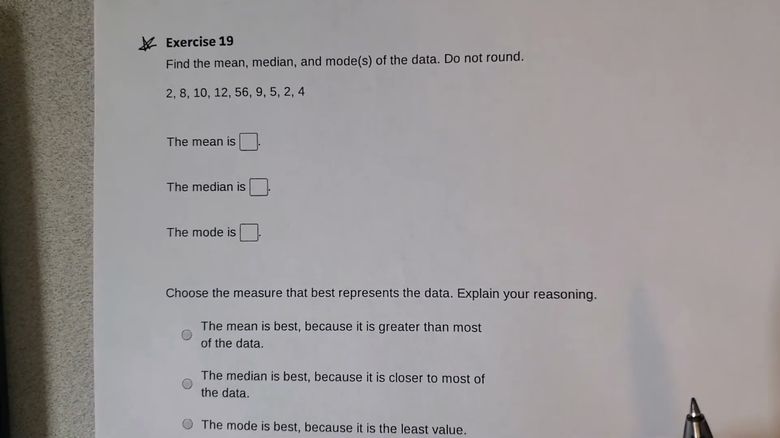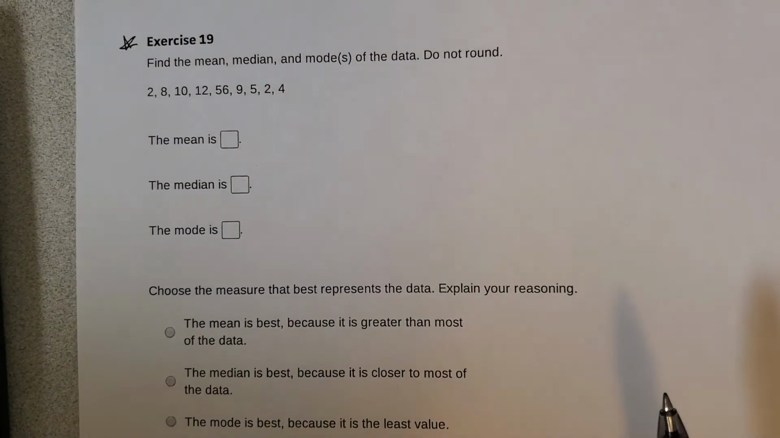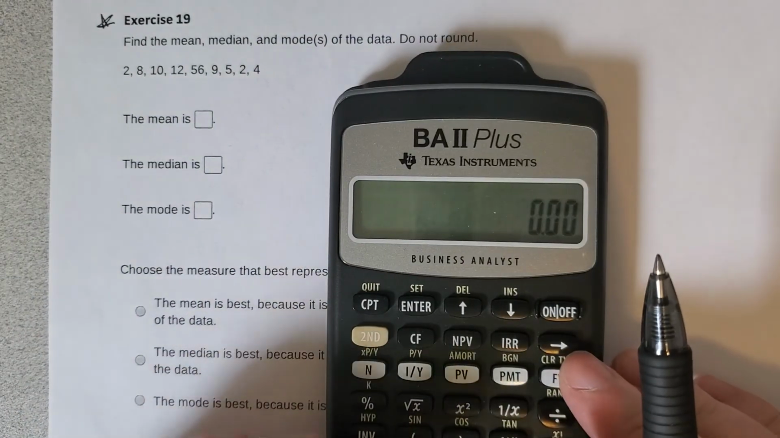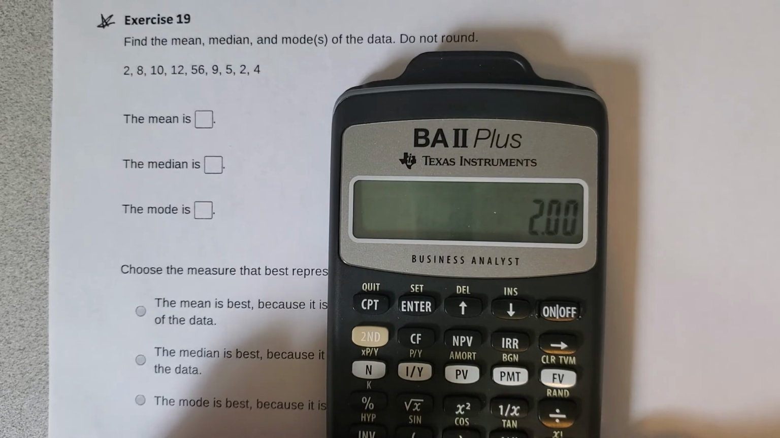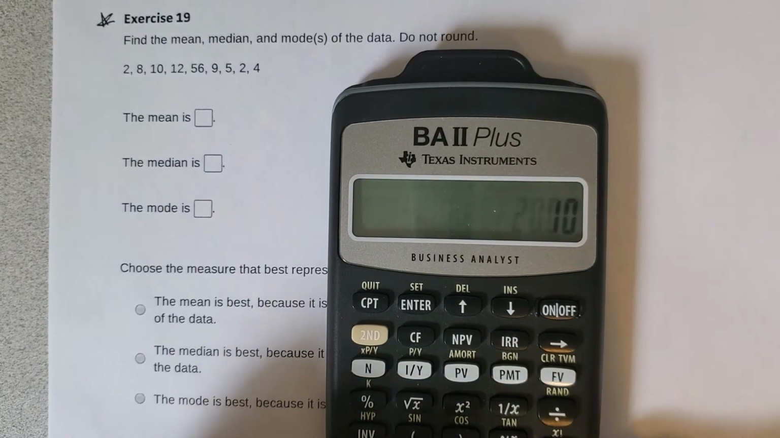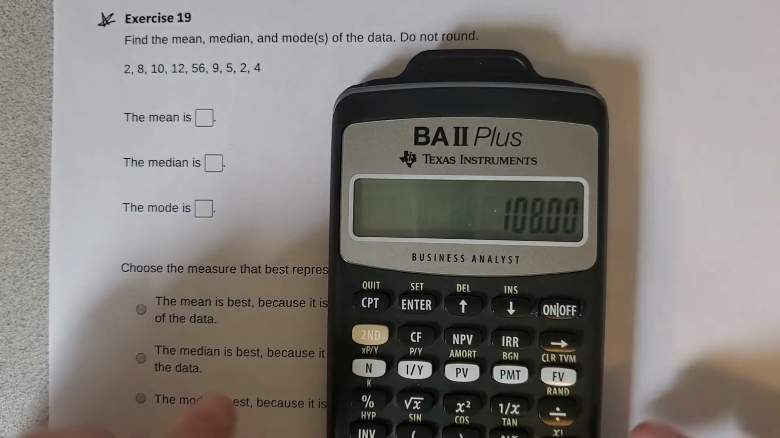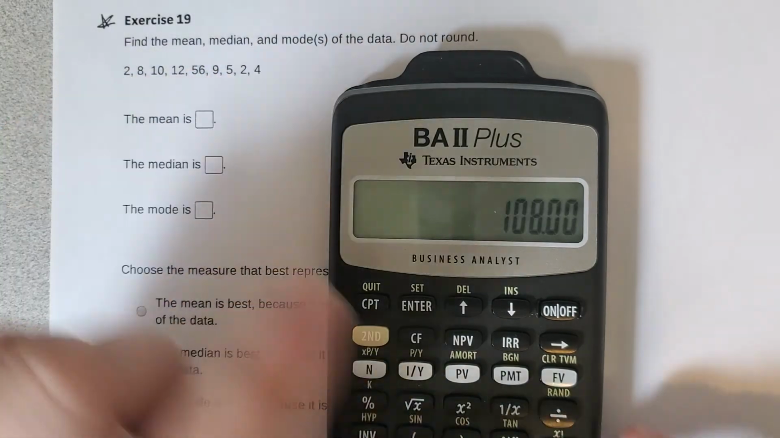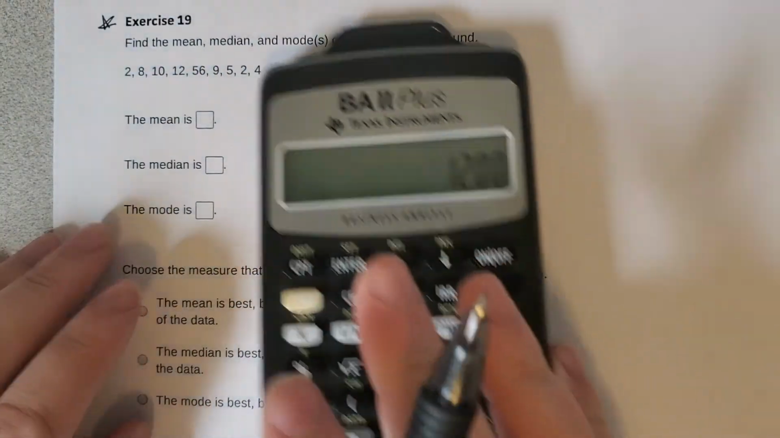Okay. And then finally, number 19, the mean. So we're going to add them all up and divide by how many there are. So 2 plus 8 plus 10 plus 12 plus 56 plus 9 plus 5 plus 2 plus 4, and divide that by 1, 2, 3, 4, 5, 6, 7, 8, 9, and we get 12.